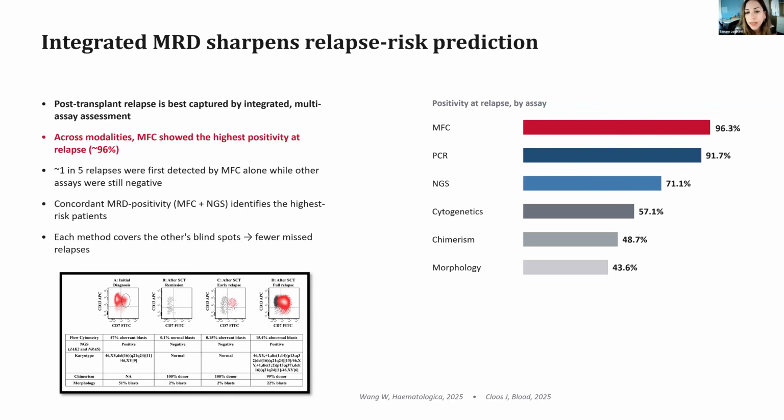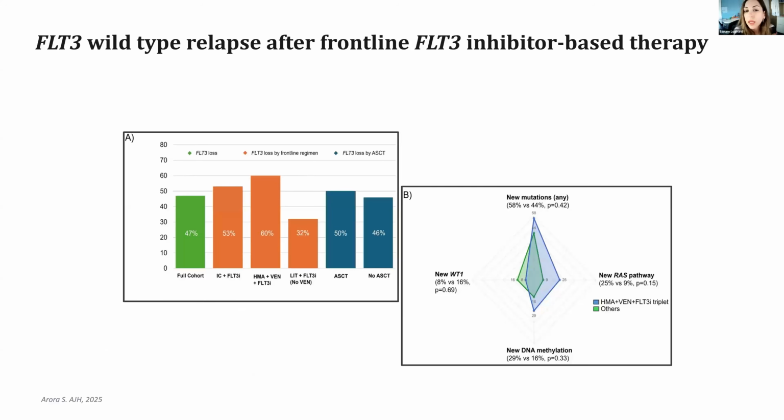And then there was concordant MRD positivity in the majority of the cases that identified the highest risk patients for relapse. But again, for the most part, we were able to pick up the early relapses by flow as opposed to other modalities that we use in parallel at our laboratory. The other thing I want to highlight for you is that if you're only looking, let's say you have an AML that's FLT3 mutated, you're doing serial FLT3 testing for MRD detection for follow-up.